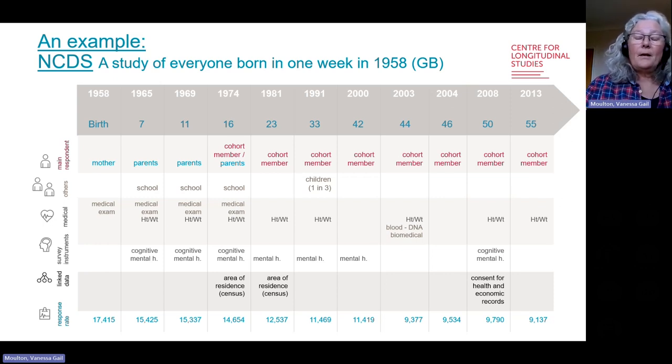And also as the cohort members have got older, we've done surveys with children of the cohort members. There are different modes of collection, so face-to-face interviews, self-completion, online questionnaires. There's different types of assessments. So, for example, cognitive measures, physical assessments, time use records, biomedical sweeps, and then things like anthropometry, physical function, blood pressure and blood samples, and also consent for various record linkage.